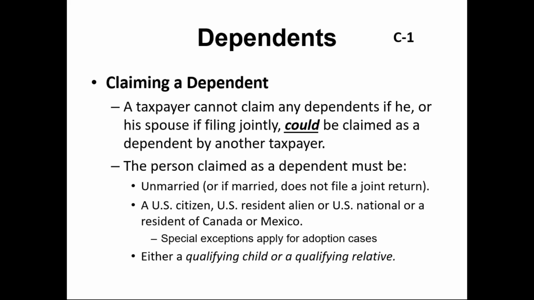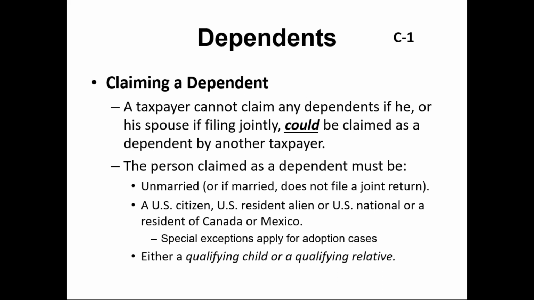The other area we take a look at is they have to be a US citizen, a US resident alien, a US national, or a resident of Canada or Mexico. So as long as they're in North America, they're resident in those countries, they can still be claimed as a dependent. Now, there are a couple special situations when we have an adoption. So if we have someone who is going through an adoption process, it becomes a little bit more involved of claiming a dependency exemption, but you still can claim an adopted child, even though they may not have met the residency or the citizenship test yet.